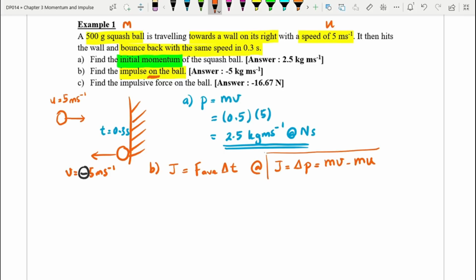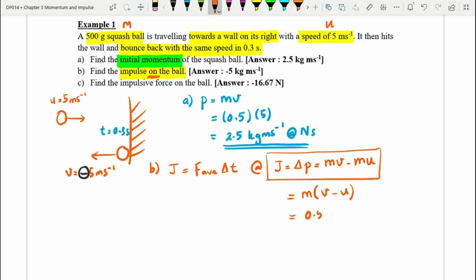Why? Because we have the mass of the ball and also the initial and final speed of the squash ball. If we use the first formula, we do not yet have the average impulsive force there. We only have the contact time. So to calculate the impulse on the ball, obviously we use the mass of the ball. Factorise the mass, so it becomes V minus U.